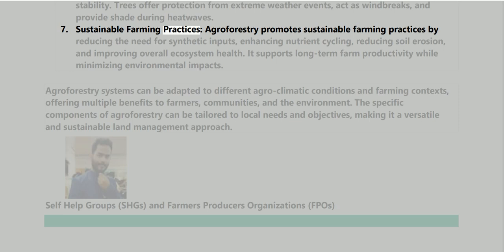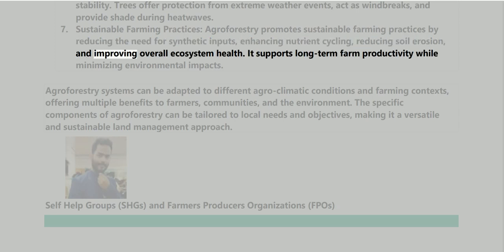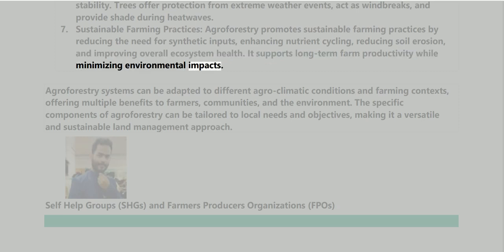7. Sustainable farming practices. Agroforestry promotes sustainable farming practices by reducing the need for synthetic inputs, enhancing nutrient cycling, reducing soil erosion, and improving overall ecosystem health. It supports long-term farm productivity while minimizing environmental impacts.